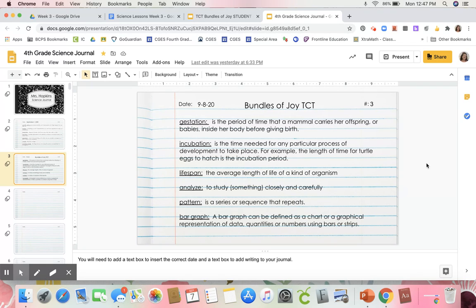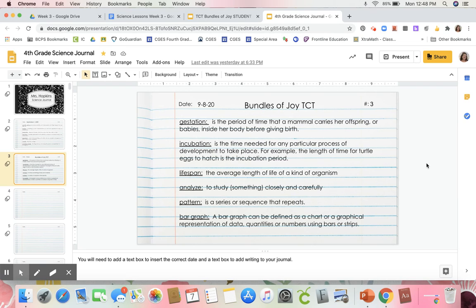Okay? The lifespan is the average length of a life of a kind of organism. So we're going to be talking about the lifespan from birth to death of how long certain organisms live, what's their normal lifespan or their average length of life. When you analyze something, that just means that you're going to study something closely and carefully. Pattern. For this particular assignment, we're going to be using the word pattern, and it's going to be a series or sequence that repeats. So what are the patterns that you see in relation to the gestation or incubation period versus the size of the animals versus their lifespan?